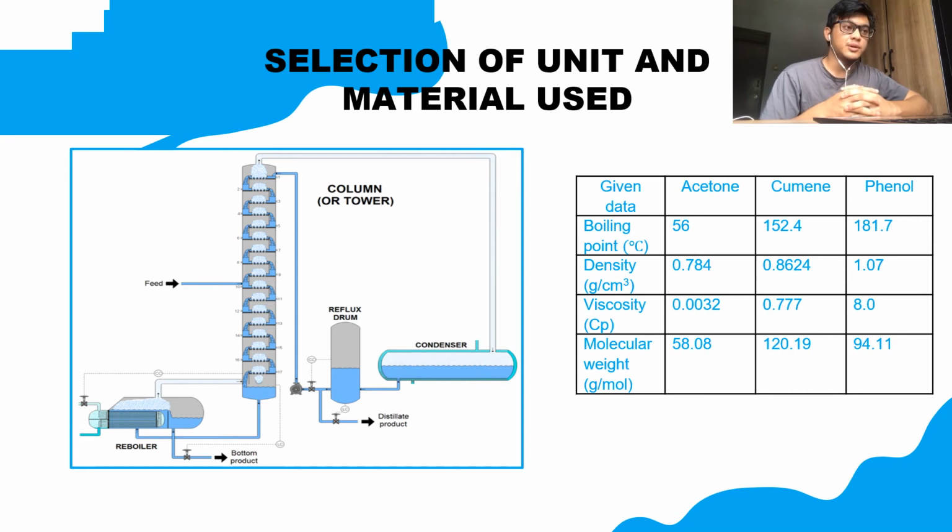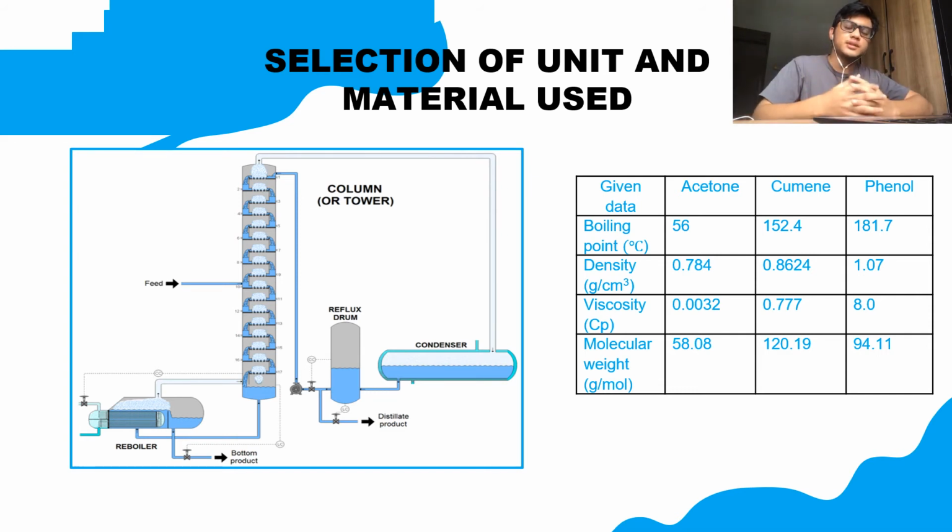So basically our group have chosen the distillation unit column D101 as our selected unit, and as you can see from the diagram, the top product which is considered as stream 10 consists of most of the acetone, and the bottom product stream 11 consists most of the phenol, which is our main product.